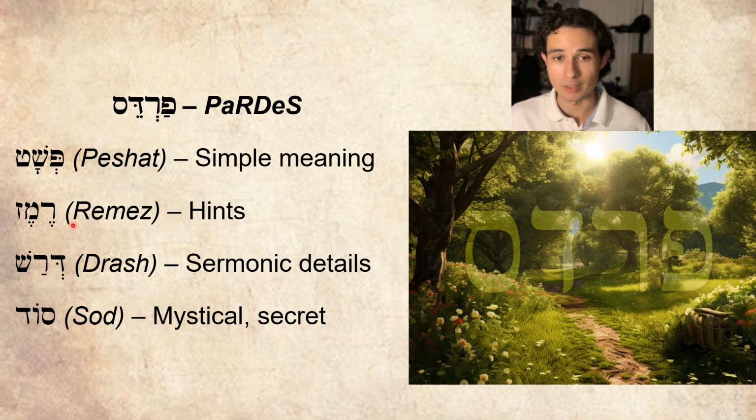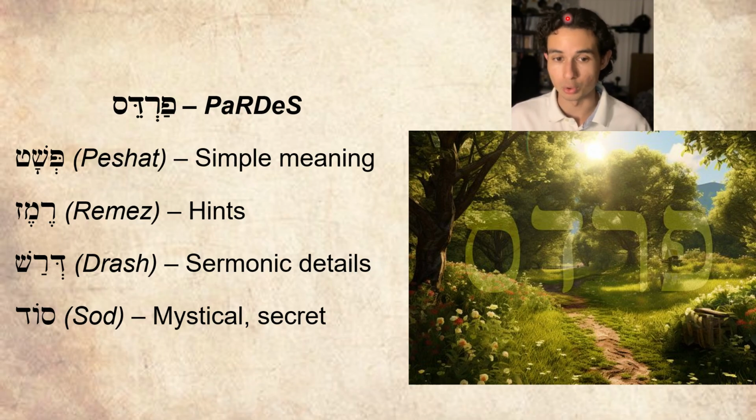Then there's the remez, which is the ideas that are hinted at by the text, or the clues in the text, followed by the drash. These are the sermonic details. You make your own little narrative out of it. And then finally is the sod, the highest, the most elevated level, that are the mystical or esoteric teachings. And the initials for each of these words form the Hebrew word pardes, this acronym.